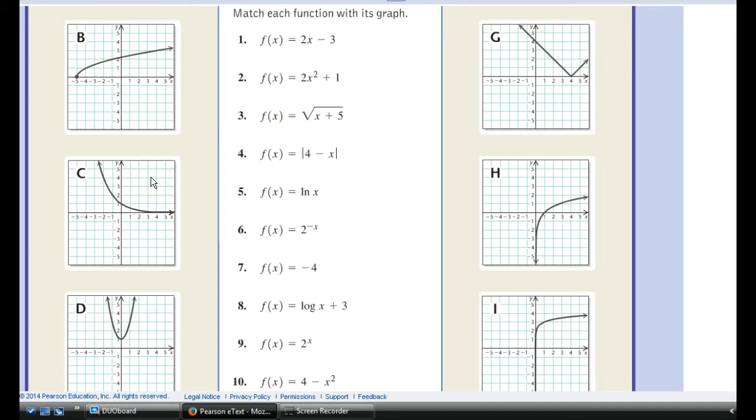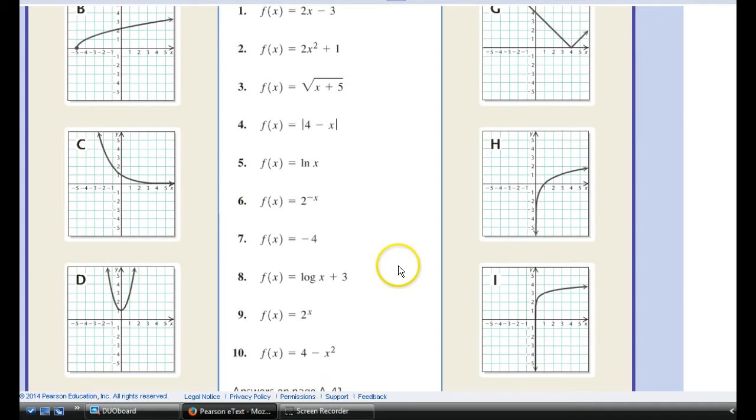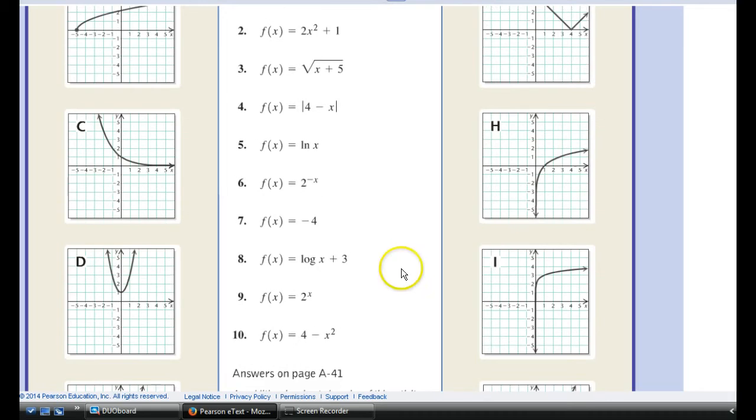All right, let's look at C. Now C, we have just been working on that. So this is some sort of logarithmic thing. And it looks like an inverse function coming down as opposed to going up this way. And which is an inverse function here? 6. And that would be correct.